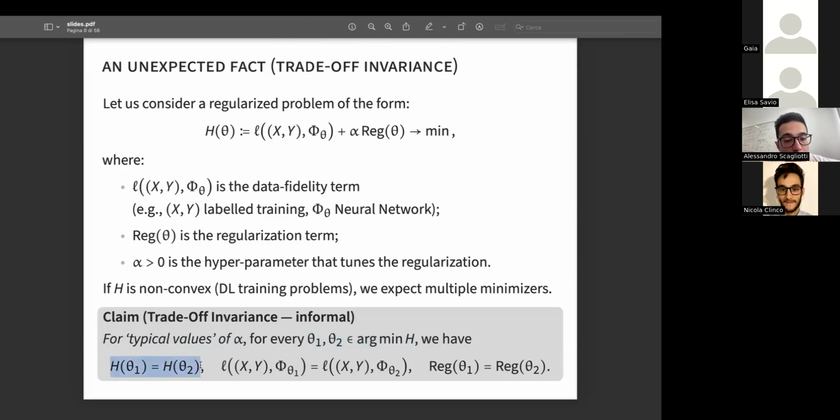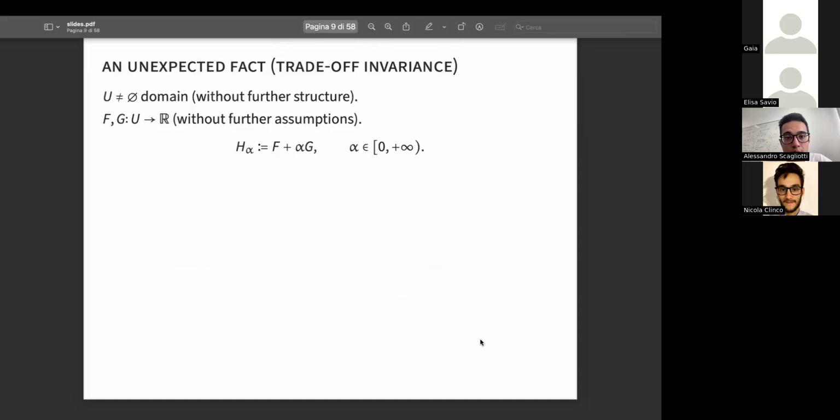The first one is trivial, right? It comes simply from the fact that both theta 1 and theta 2 are minimizers of h. The interesting ones are the other two. The point is that a priori it is not clear, and indeed in general it's not always true, that the value of the first term coincides on the two different minimizers, as well as the value of the regularization. But this is indeed the case, I stress it once again, for typical values of alpha. We are going to make this precise in a second.